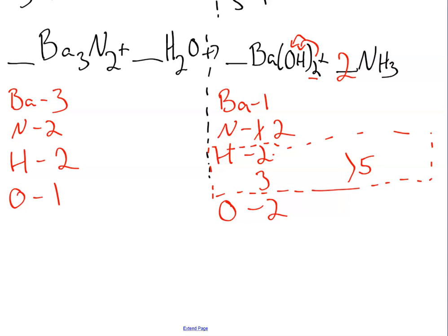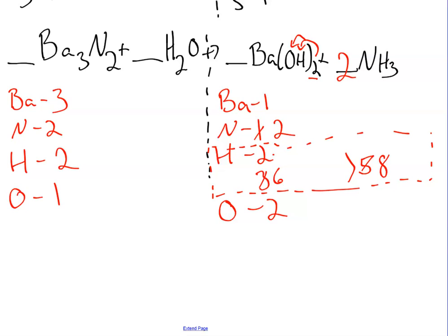This 3 has to change in our hydrogens. 2 times 3 gives us 6. 6 plus 2 is 8. Let's see, now that's balanced. Sweet, score. Let's go ahead and balance barium next.